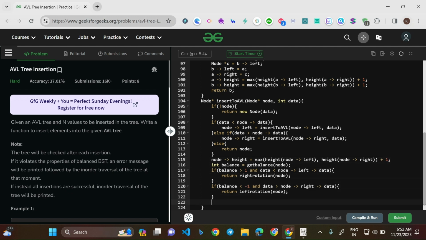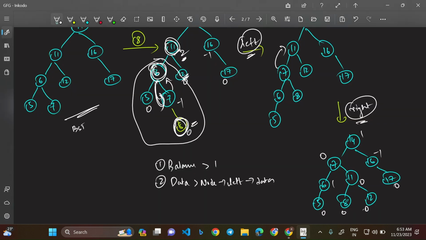And now what is the thing that we have just concluded? If balance turned out to be greater than 1, and the data that you have added is greater than node's left data, in that case, do the left rotation first. On what are you doing the left rotation? You're doing it on your left side, on the left side of 11, isn't it? That's very important. You're not doing it on this particular node. You're first doing the left rotation here, and then the right rotation.